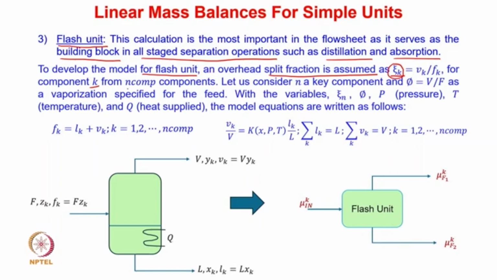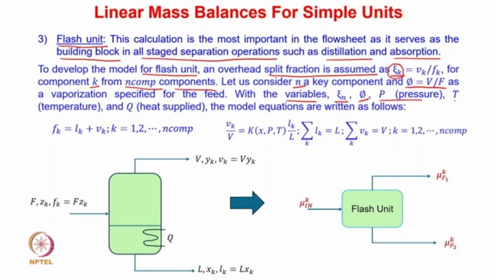So here k is the component. Again there are total n components present, isn't it? Let's assume that n is the key component, correct? And phi here is nothing but V by F. So V is the molar flow rate of the vapor divided by the molar flow rate of the feed, so this includes all the components. So in this particular case, the variables present in the problem are what? Zeta n, which is the split fraction in the vapor recovery for the key component n. Phi is the fraction V by F.